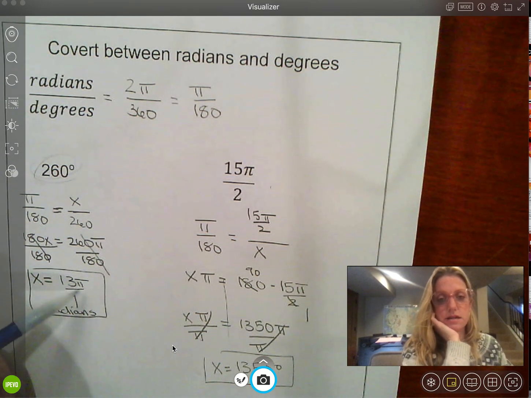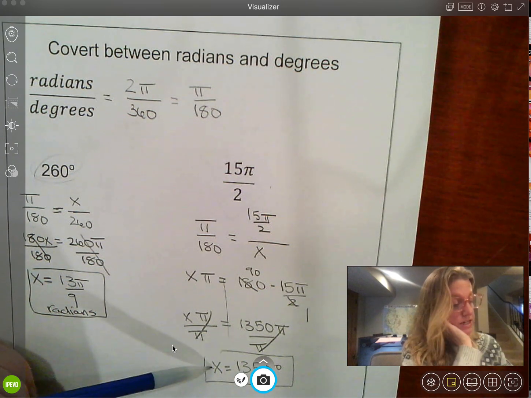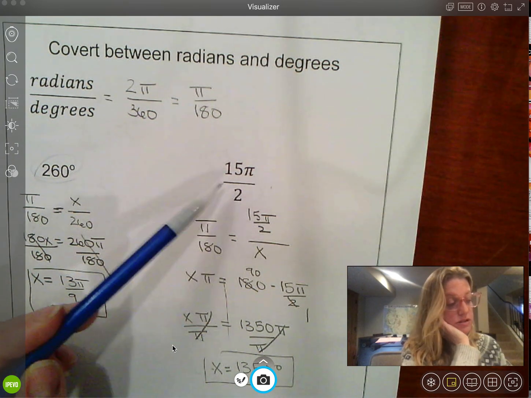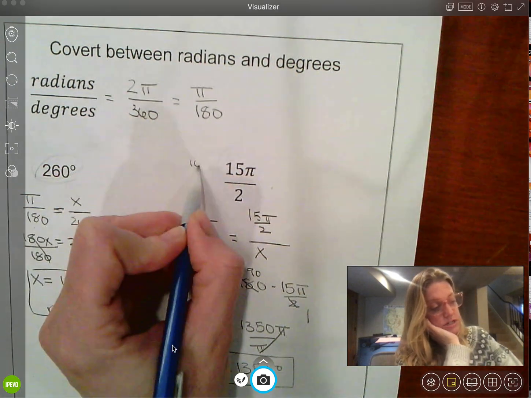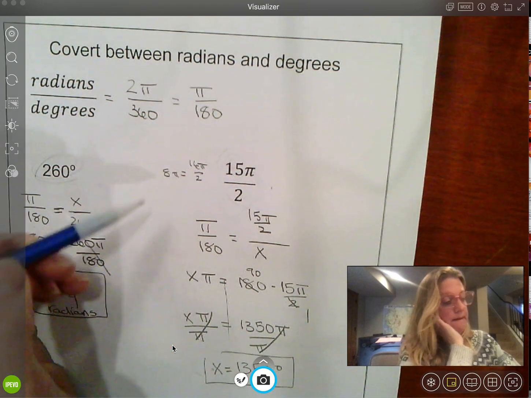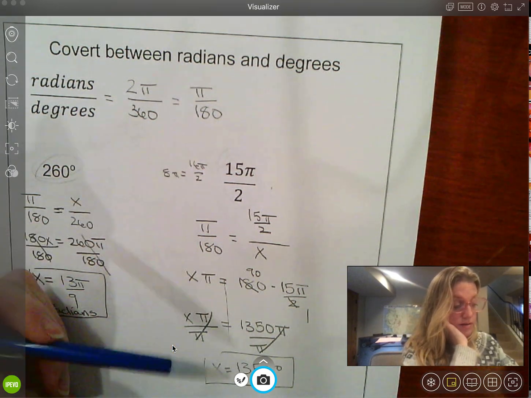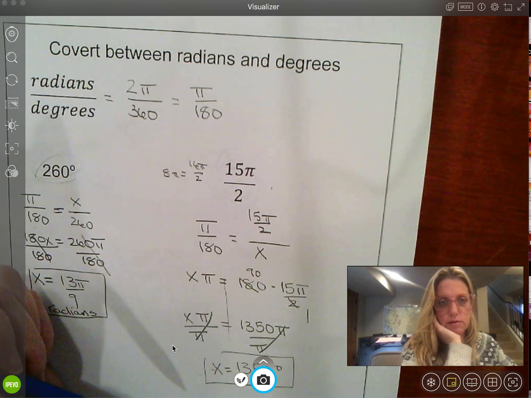If you're in degree mode, you don't want pi in your answer. If you're in radian, you do want pi. And this is quite a few rotations around, 1350, almost 8 rotations around. If you changed it to 16 pi over 2, which would reduce to 8 pi, that's almost 4 rotations around, so it makes sense that this would be a big number at almost 4 rotations around as well.